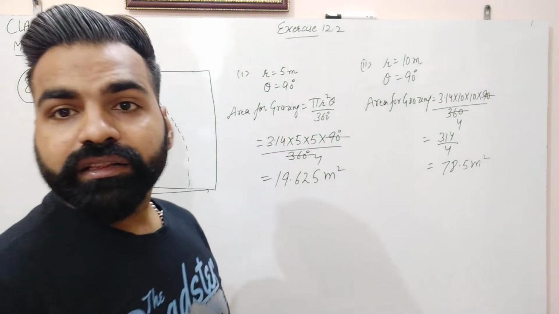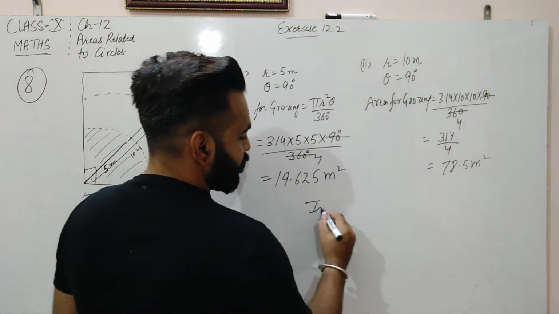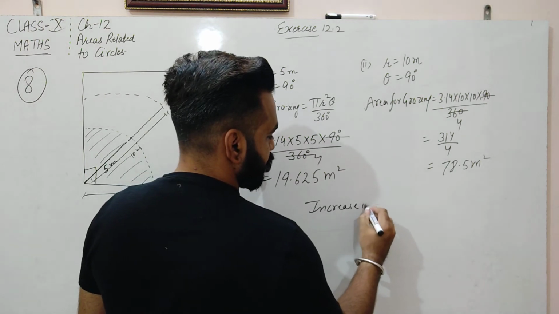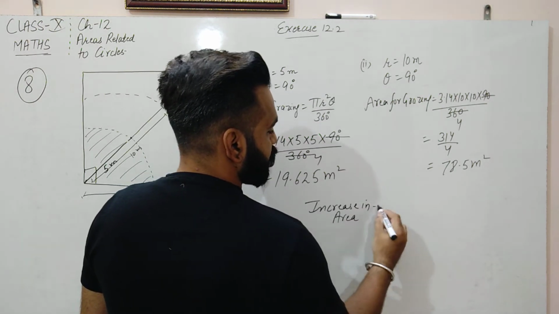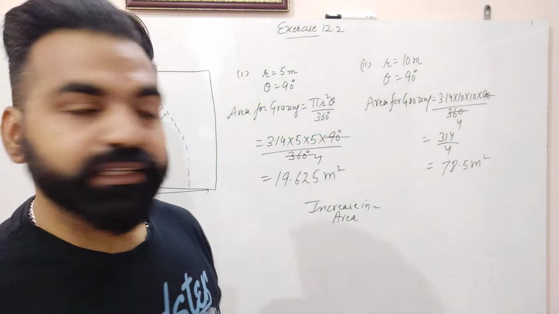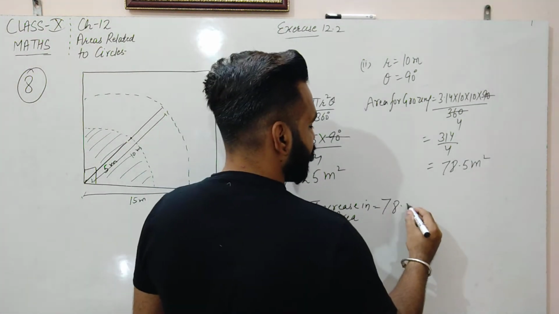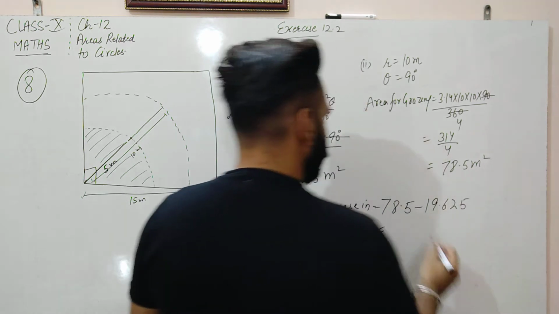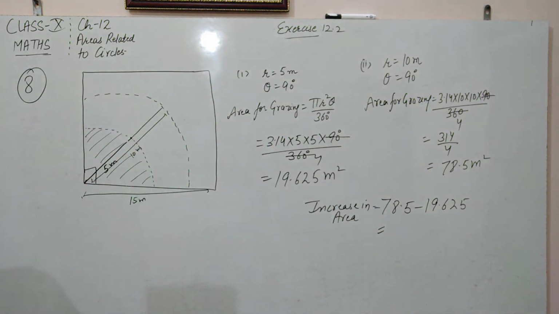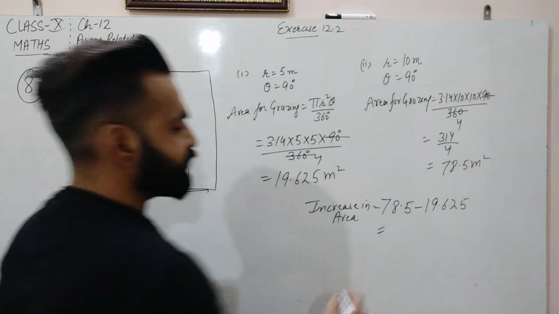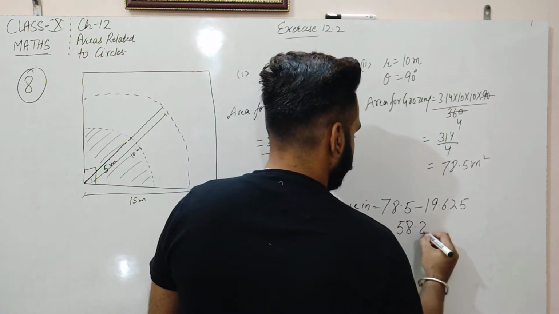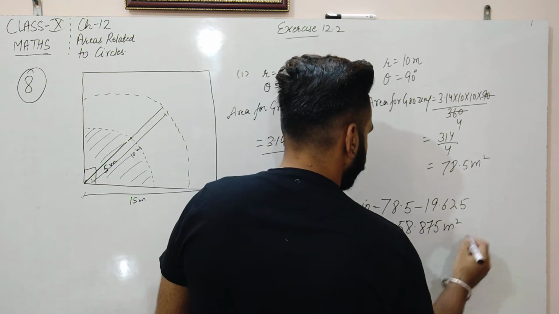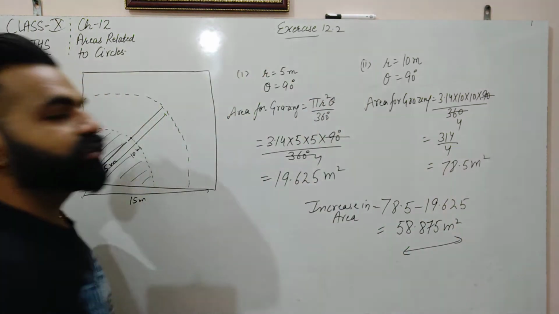Now we have to tell the increase in the area. So we will subtract both the areas here. So 78.5 minus 19.625 will be equal to 58.875 meter square. So this is question number 8.